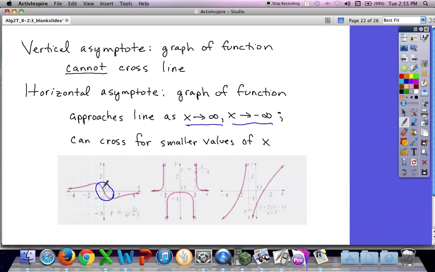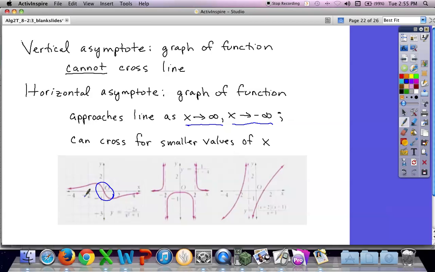Right? That's not the same thing as a vertical asymptote. The graph never, ever touches the vertical asymptote. It cannot, because that would be a divide by 0 situation. Right? But the horizontal asymptote is not the same, and you will cross it sometimes. So that's just a difference between the two to get used to.